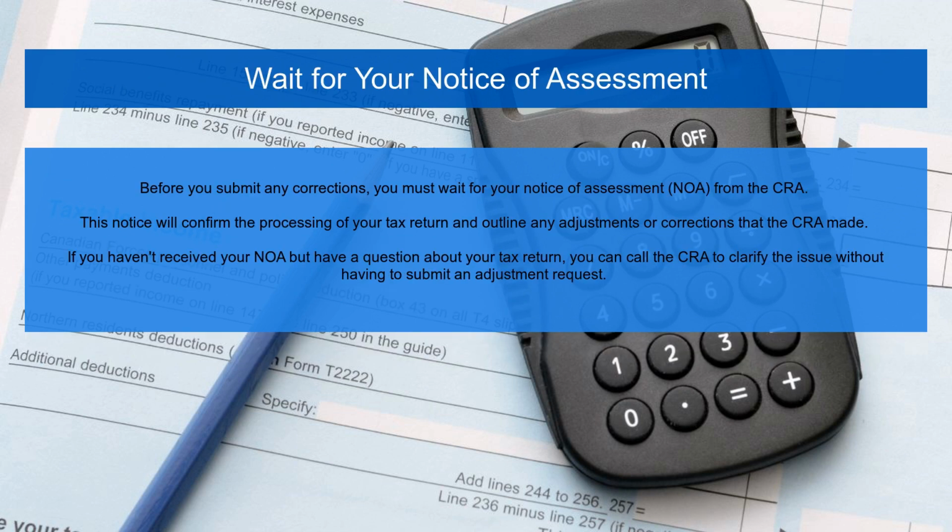Before you submit any corrections, you must wait for your Notice of Assessment, NOA, from the CRA. This notice will confirm the processing of your tax return and outline any adjustments or corrections that the CRA made. If you haven't received your NOA but have a question about your tax return, you can call the CRA to clarify the issue without having to submit an adjustment request.